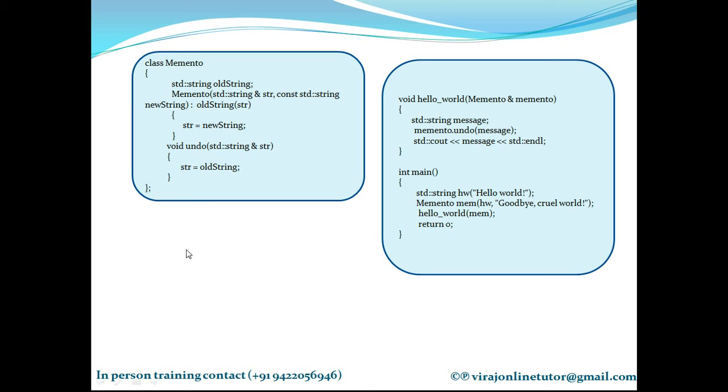So I'll explain again. I create a memento with a state called old string in it, and in the memento constructor I pass two parameters. Whatever value is passed as the first parameter, I save it into old string. In this example, the hello world string is passed as the first parameter, so I save that into old string. Then goodbye cruel world, the second parameter, which is a new string, I assign to str. That means goodbye cruel world will be saved into HW. Then I call hello world and I pass a memento. In this function I create a string and I call the undo function of the memento and I pass this message that I created here.